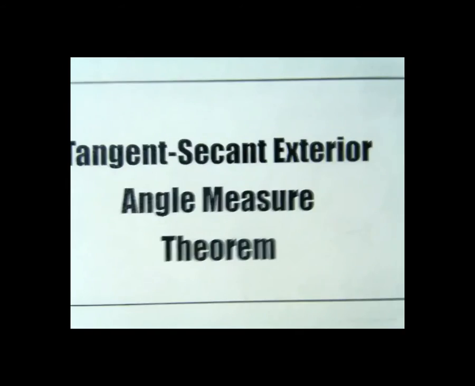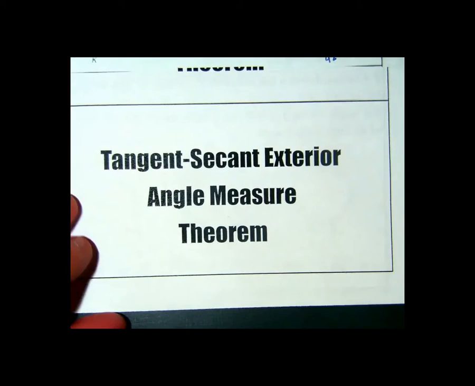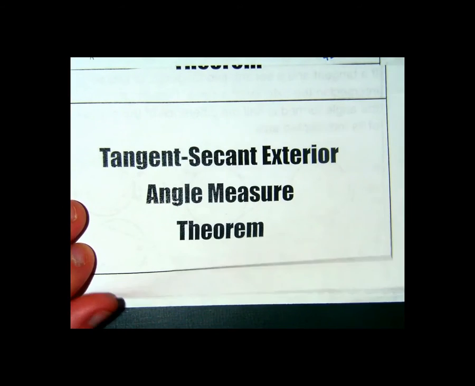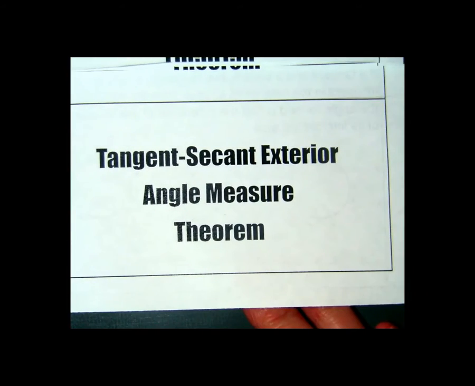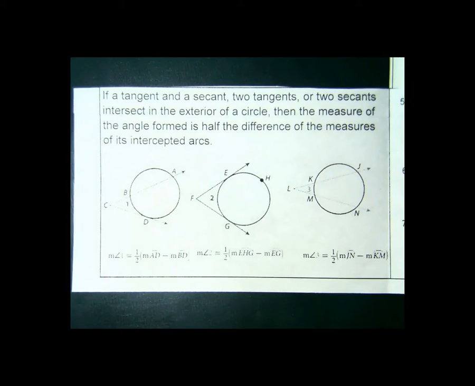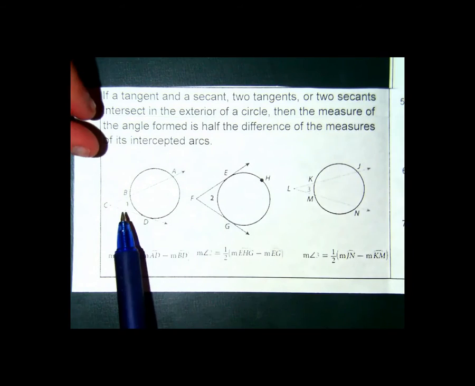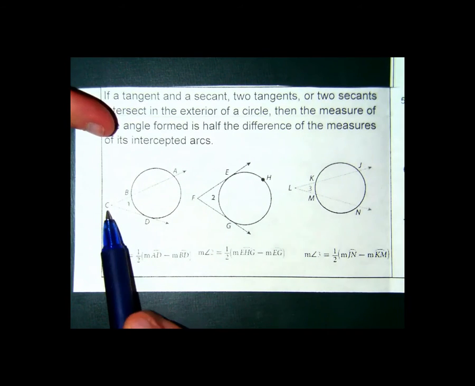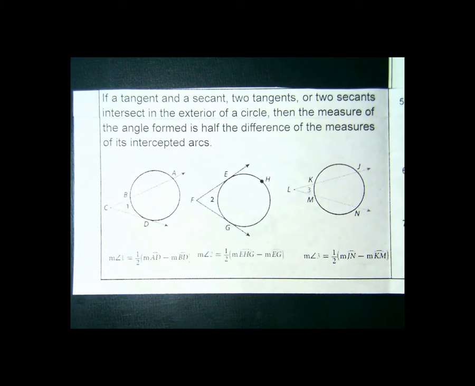360. Alright, last we've got the tangent, segment, exterior angle measure theorem. This is the one that has 3 pictures. But they all have the same thing going on. Not the same thing, but it's all going to be the same relationship. Here's what I mean. Like I said, if I need to, I'll tape yours back together in a second. If a tangent and a secant, 2 tangents, or 2 secants intersect on the exterior of a circle, then the measure of the angle formed is half the difference of the measures of its intercepted arcs.